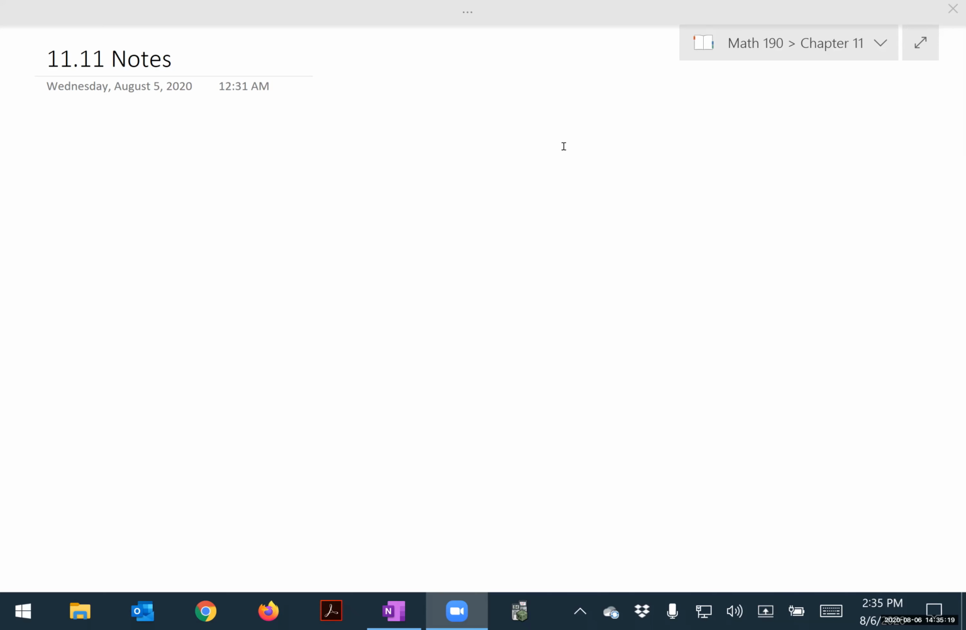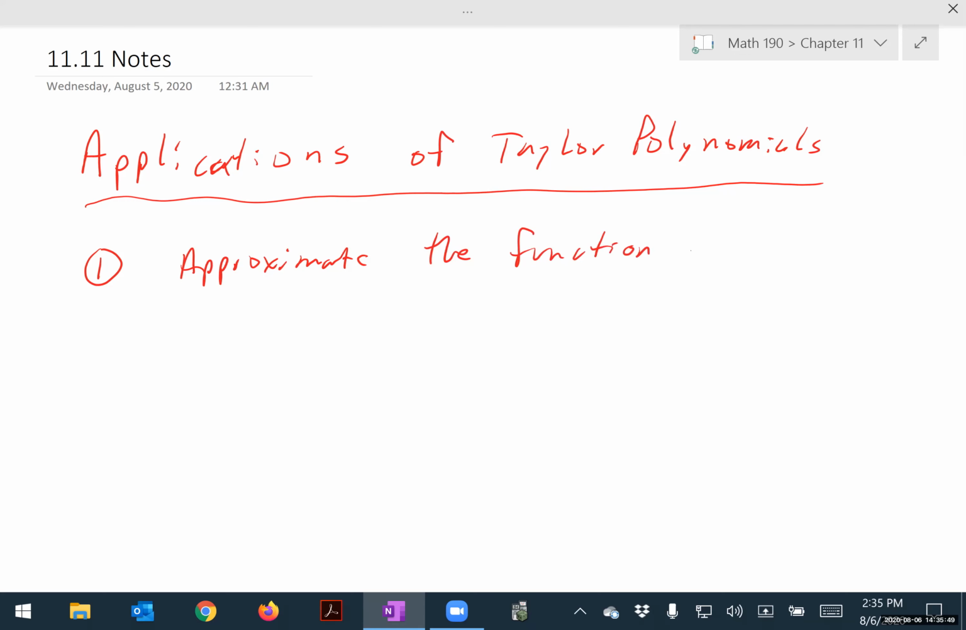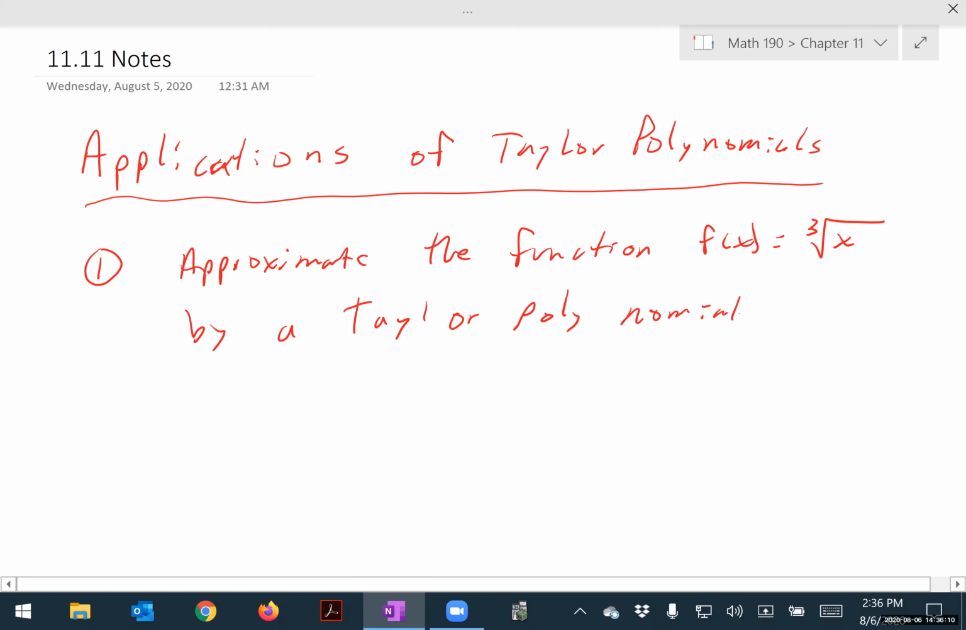Okay. Applications of Taylor polynomials. Number one, we want to approximate the function f of x equals the cube root of x by a Taylor polynomial of degree 2 at a equals 8.